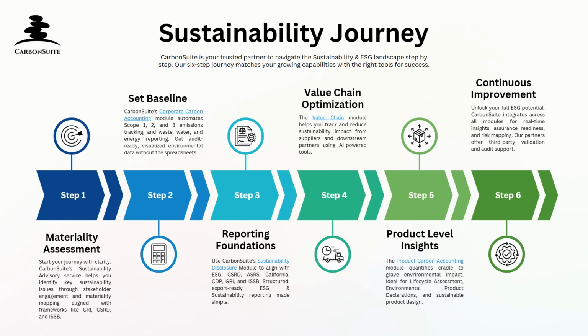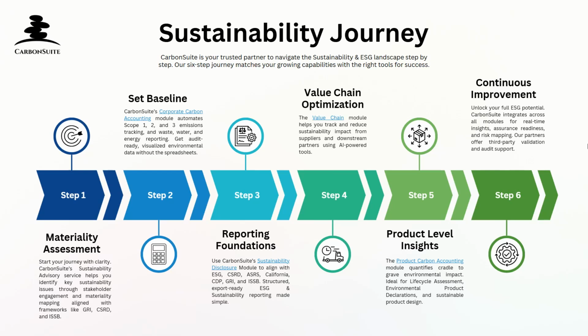Now, step 2 is where you set your baseline, and each of these steps is associated with a CarbonSuite product or service offering. Setting your baseline is really going to be focused on your corporate emissions and environmental reporting. So with our corporate carbon accounting Suite app module, you're able to automate the reporting of your scope 1, 2, and 3 emissions, as well as track other environmental data like wastewater and energy to get some basic reporting about your environmental footprint and really have it automated in your NetSuite ERP system.